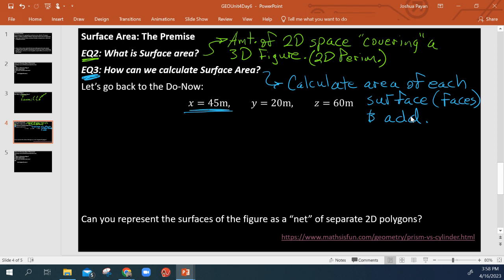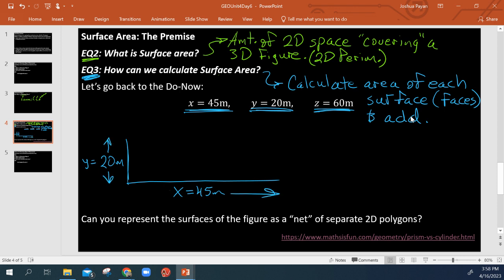So in our do now for this lesson, we talk about a figure that has these three dimensions, and I'm going to go ahead and draw it here. So our x dimension we say is equal to 45 meters, right? Our y dimension is 20 meters. Draw little arrows to kind of show what I mean by this. Okay, and then we say our z dimension is 60 meters.